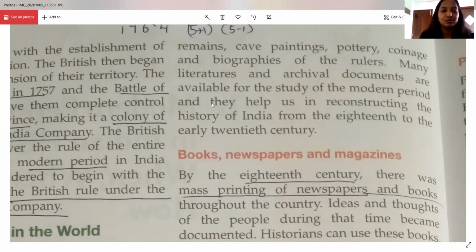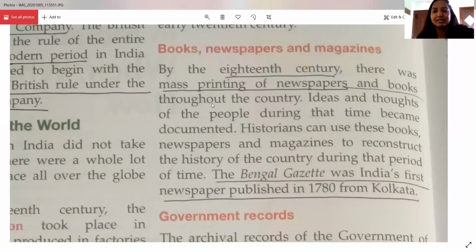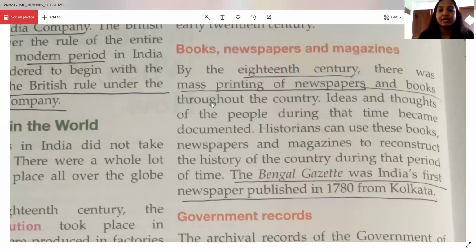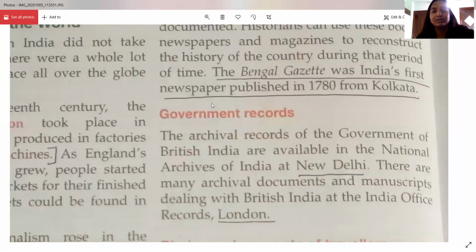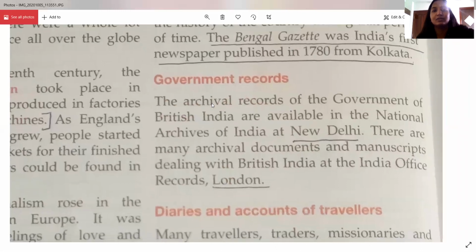So the first source is always books, newspapers and magazines. The primary source is any written document. So we saw how newspapers, magazines, all of them are preserved. And the first newspaper is the Bengal Gazette, from the year 1780 in Kolkata.